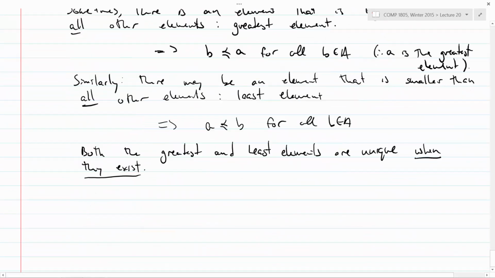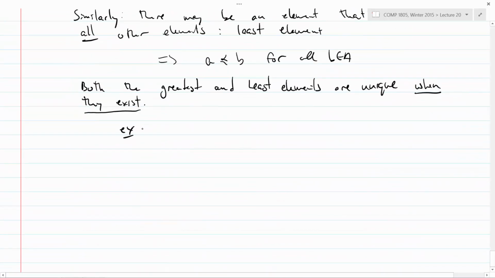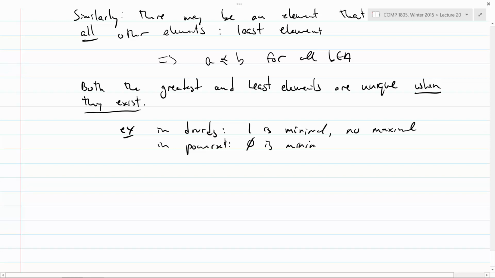All right. So I'll just write those down quickly. In divides, 1 is minimal. And there's no maximal. And in power set, empty set is minimal. And A, B, C is maximal. All right, so that's good.